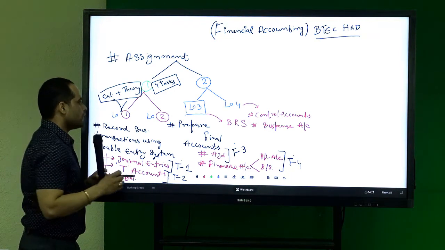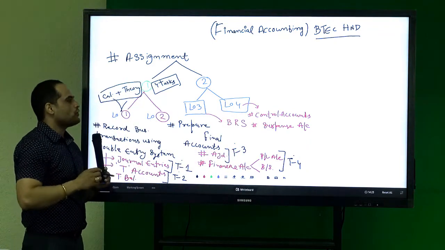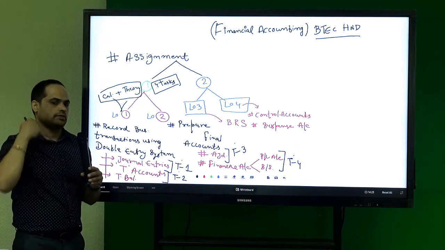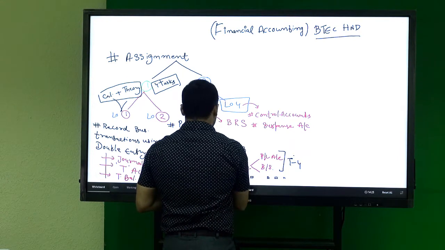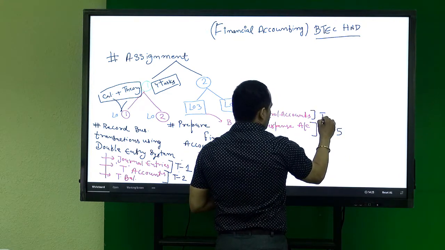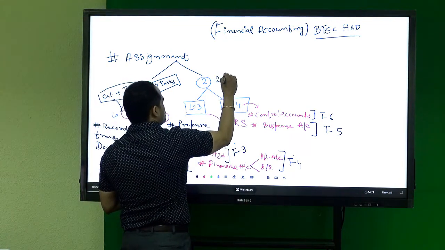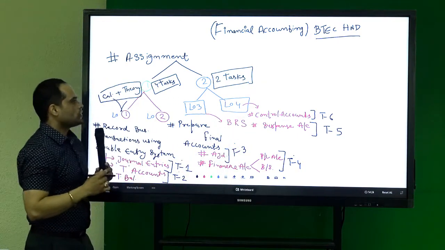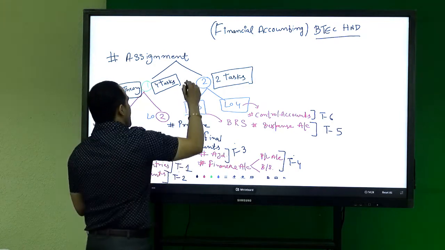So in your assignment two, you have two learning outcomes and you have only two tasks. Right? So task five and task six. All right, so you have two tasks in your assignment two. All right, so in total for this module you have six tasks.